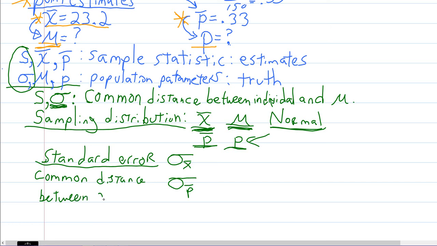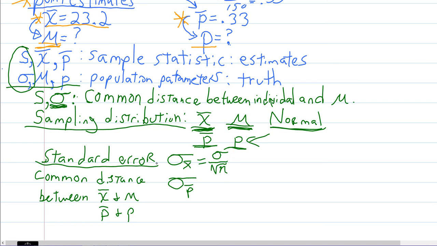So it could be a common distance between a sample mean and the true mean, or a common distance between a sample proportion and the true proportion. So most of the time we're going to be asking how close between our estimate and the truth. And the standard error for a mean, you get it by taking the standard deviation, the common distance between individuals and the truth, and you adjust it by dividing it by the square root of the sample size. How many are in your sample? And so this standard error is going to get smaller as your sample size gets bigger. Your common distance between your estimate and the truth.